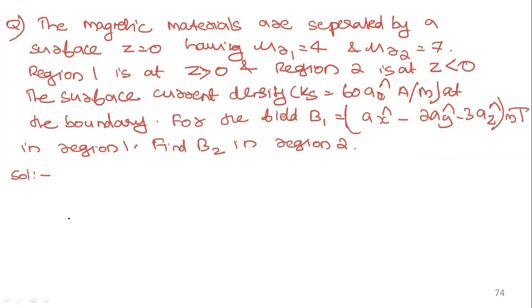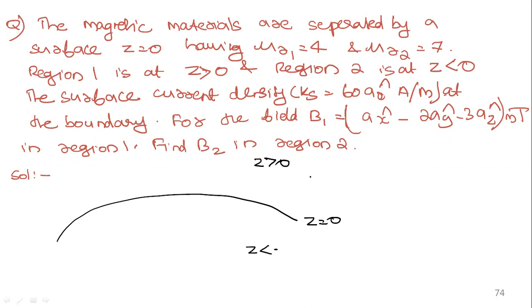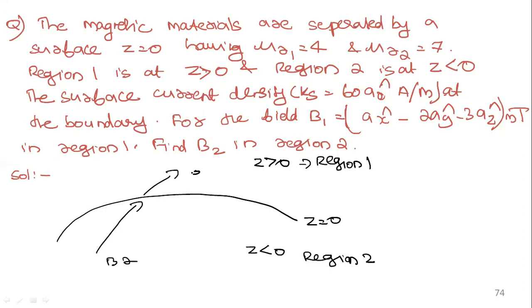So first of all, we'll draw the figure. We'll consider a boundary here. So this is Z equal to 0. Z greater than 0 will be here and Z less than 0 will be here. We will consider this as region 1 and this will be region 2. Okay, so we have our B2 entering and this is B1, and you know all the concepts related to this, that is theta 1, theta 2. You know what the normal component will be and how to mark it. But here we need to analyze this problem.